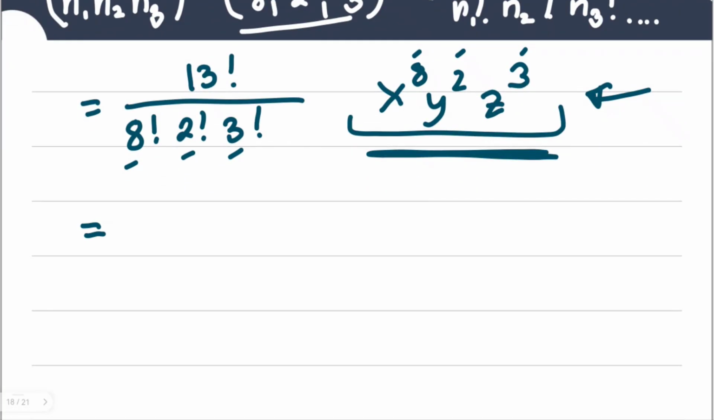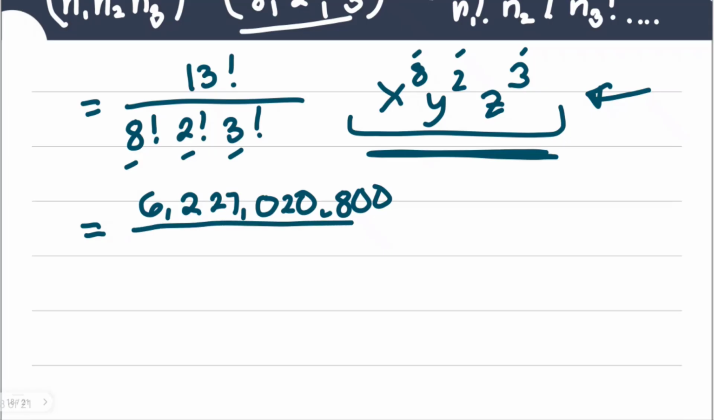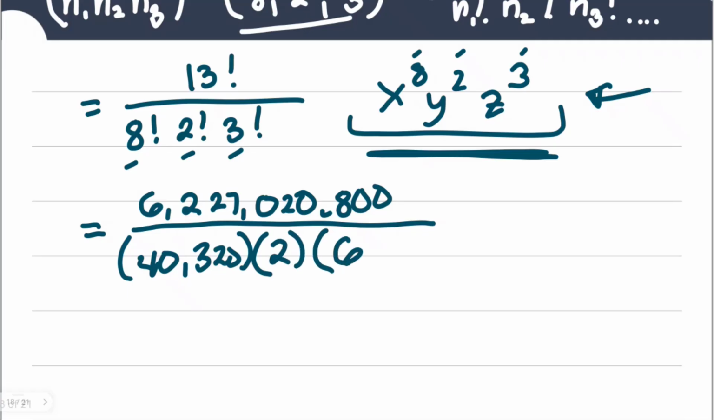13 factorial. Let's have here 13 factorial. I'm using my calculator. You could also use yours. So it's very large. You'll have here 6,227,020,800 over the product of these factorials. You have 8 factorial. That's actually 40,320. 2 factorial is 2, and 3 factorial is actually 6. So you can simply try to multiply the denominator and then simplify it later.